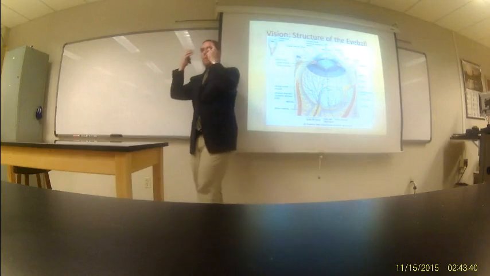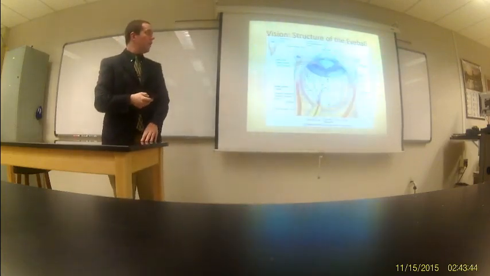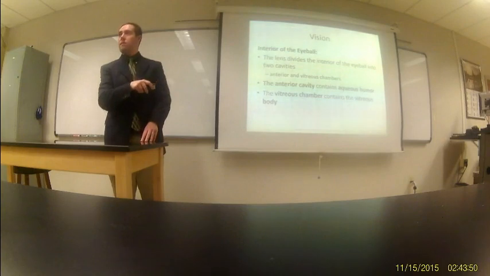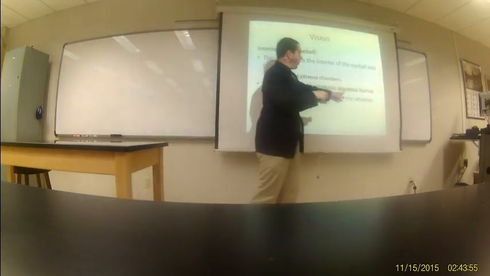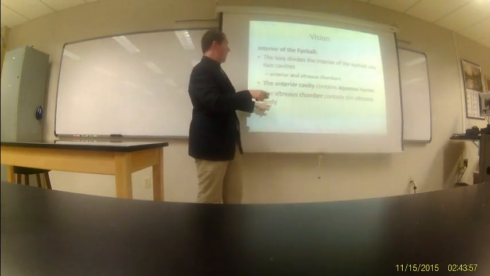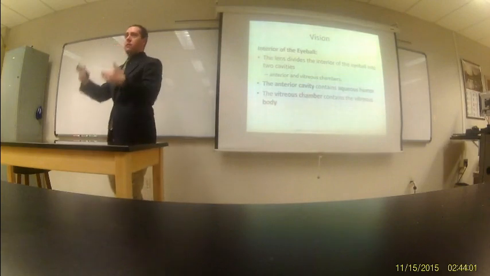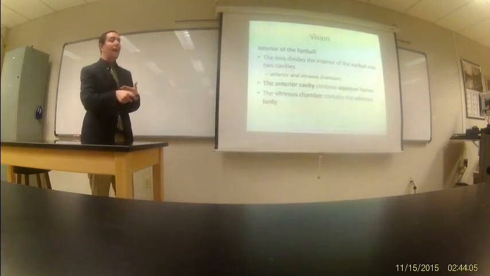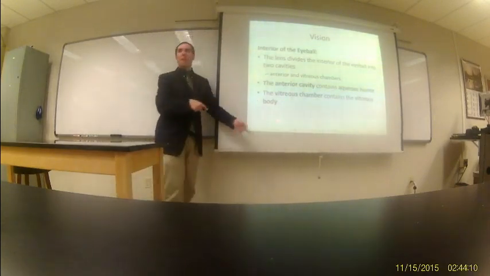That's going to make up the bulk of your eyeball. It's filled with a fluid called vitreous humor, or vitreous body, same thing. So the anterior cavity has aqueous humor. The vitreous chamber has vitreous body. In front of the lens, the anterior cavity with the aqueous humor. Behind the lens is the vitreous chamber with the vitreous body.